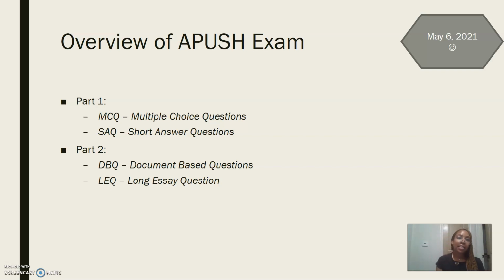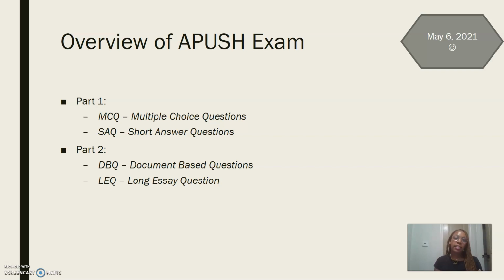A breakdown of the exam is that there's two parts. It's very similar to taking the SAT, where you have one part, then you get a break, you can go eat a snack, drink some water or whatever, and then you have part 2, because it is a long exam. Part 1 is multiple choice questions and SAQs, which are short answer questions.